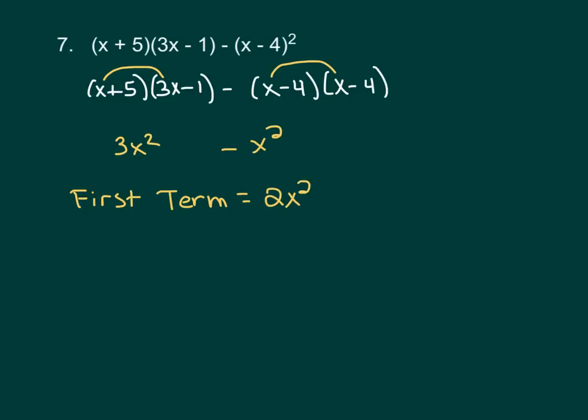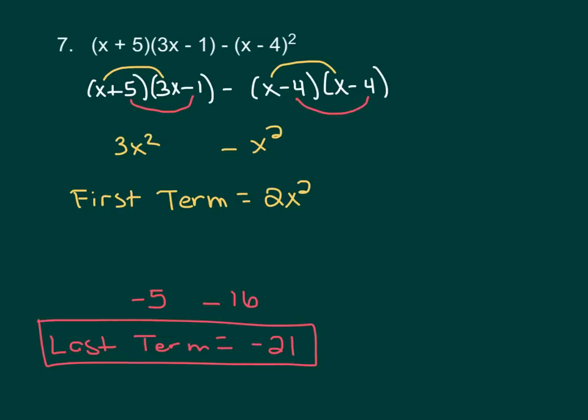Now if we want to find the last term, all we have to do is multiply together the last terms here. So positive 5 times negative 1 is negative 5. And then again, I'm going to take this subtraction sign and bring it down. And then I'm going to multiply together the last two terms here. So negative 4 times negative 4 is positive 16. And when you combine those, that will give you the last term. So it gives you negative 21. So that is a lot faster than doing out the entire problem. Although if you want to do the entire problem, go for it.